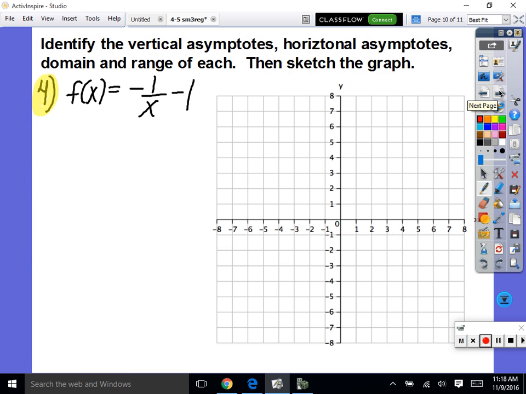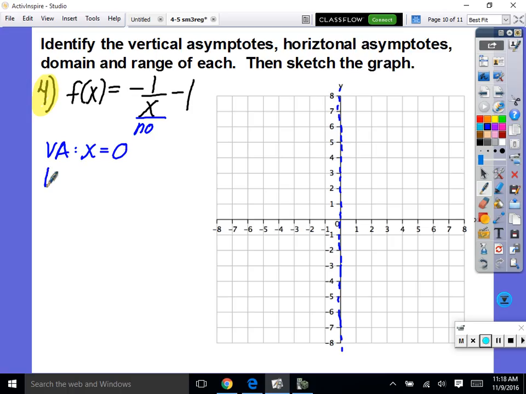Okay, here we go. This is number 4. So let's identify the vertical asymptote. So there's no shift left and right, correct? 0. So at 0, it stayed. So our vertical asymptote is x equals 0. Now, why does that make sense? Because we can't divide by 0, so that asymptote's preventing that from happening.